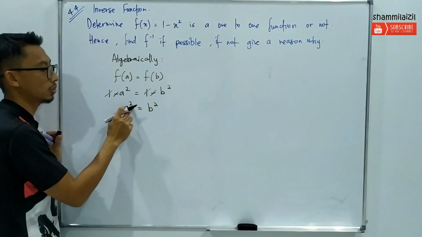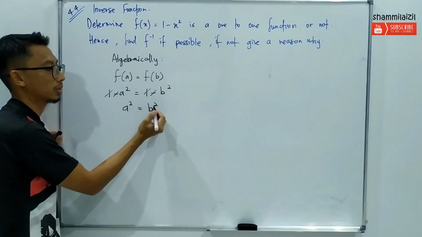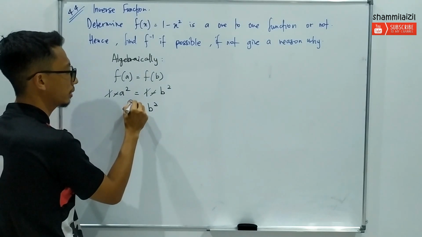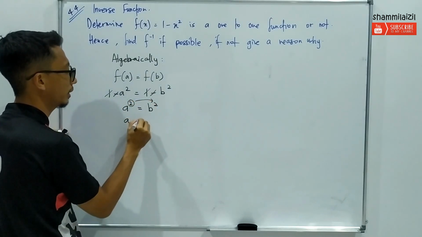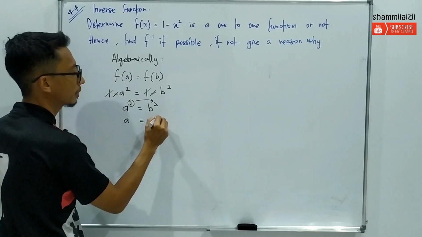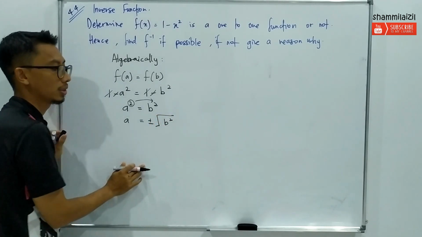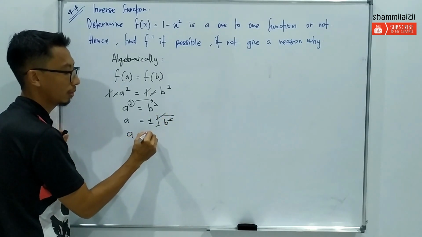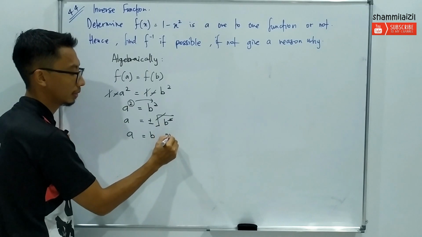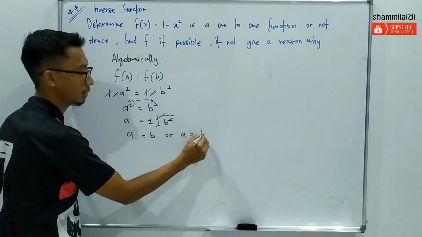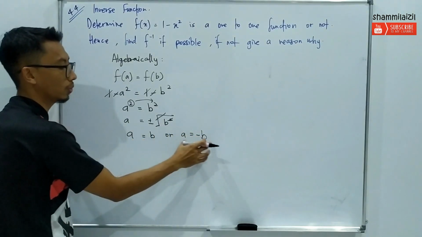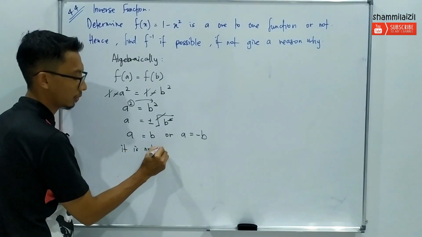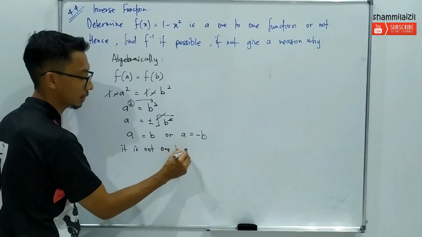Be careful guys, these two you cannot cancel off, the square and square. Why? Because by bringing the square to the other side, you get plus or minus. So if you cancel these two off, you get a equals b, and another one, a equals minus b. Since we have two conclusions here, therefore it is not a one-to-one function.